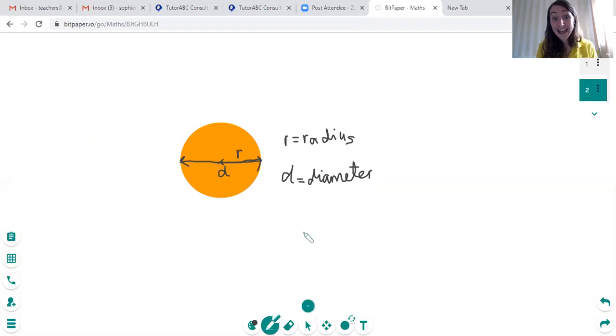So you'll see that actually sometimes we write D is equal to 2R. So all that means is my diameter, which is my whole length, is just equal to 2 lots of my radius, because that's 1 lot of my radius and that's another lot of my radius. So 2 lots of radius equals my diameter. Okay, so then back to the area of a circle.